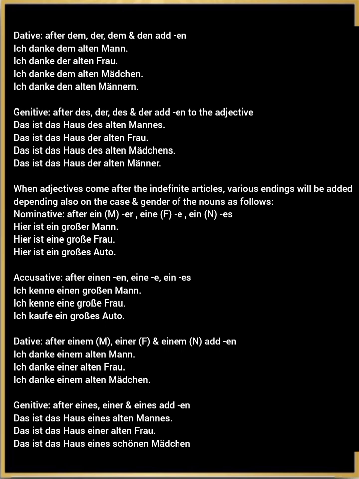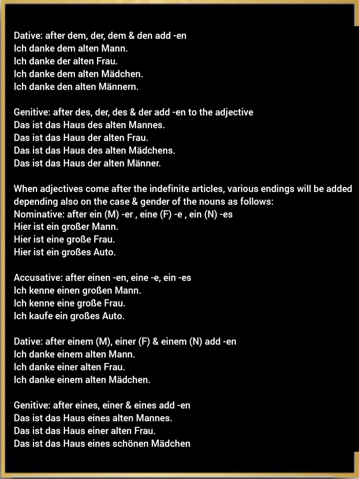And then in accusative, after einen, we add en. After eine, we add e. And then after ein for neuter, we add es. Example, ich kenne einen großen Mann. I know a tall man. And then I have feminine. Ich kenne eine große Frau. And then neuter. Ich kaufe ein großes Auto. That is for accusative. How about in dative?